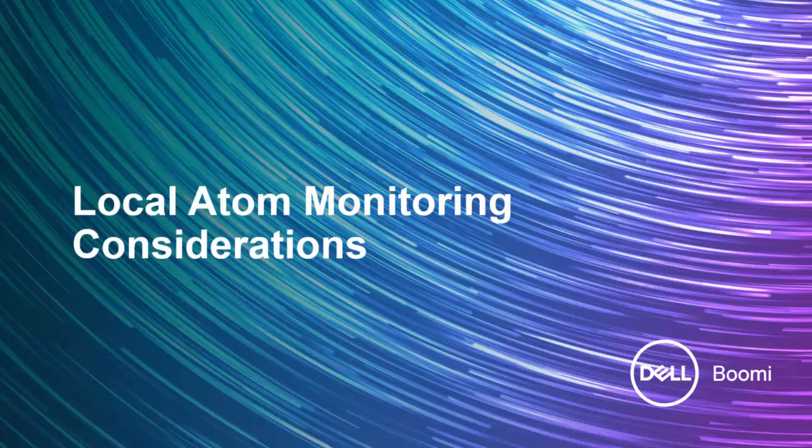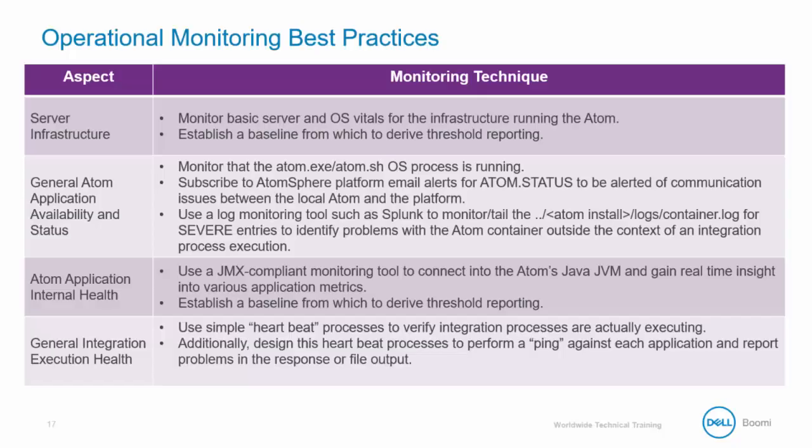Let's take a look at some local atom monitoring techniques and considerations and review a sampling of third-party tools. The next two slides review some operational monitoring best practices. Regarding the server, if you have a local atom, we suggest having some basic monitoring on the server that is running the atom. That would allow you to establish a baseline for the processor and RAM usage.